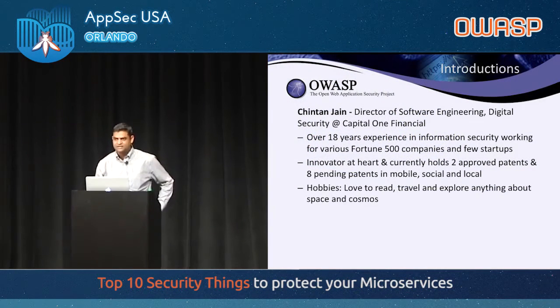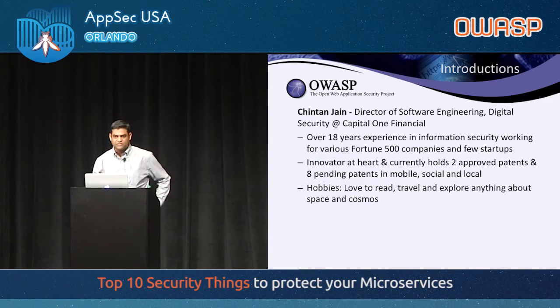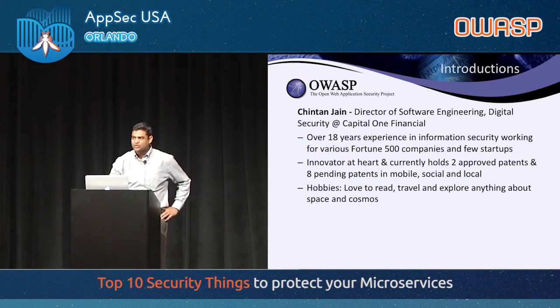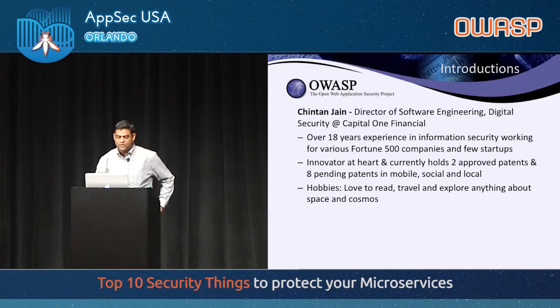I have about 18 years of experience in the information security field, working for various Fortune 500 companies like eBay, Marriott, now Capital One. Also privileged to work with a few early and late maturity startups. I'm an innovator at heart, and I like to innovate. I have about 10 patents, 2 approved and 8 pending, mainly in the area of mobile, social, and local. I love to travel and read, and I really like to explore anything about space. So that's about me.